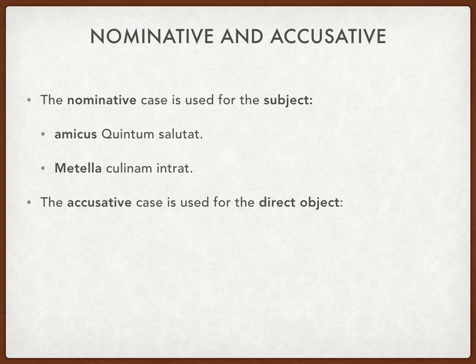The accusative case is used for the direct object, and see if you can see a pattern here. Metella amicum vocat, Metella calls the friend. Notice how the ending of the word has changed, amicus for the nominative and amicum for the accusative. We've replaced that S with an M to show that it's an accusative. Our final example, canis Metellam consumit, we can see that we've added an M to Metella to show that she is the direct object of the sentence now. And unfortunately, the dog is eating Metella.